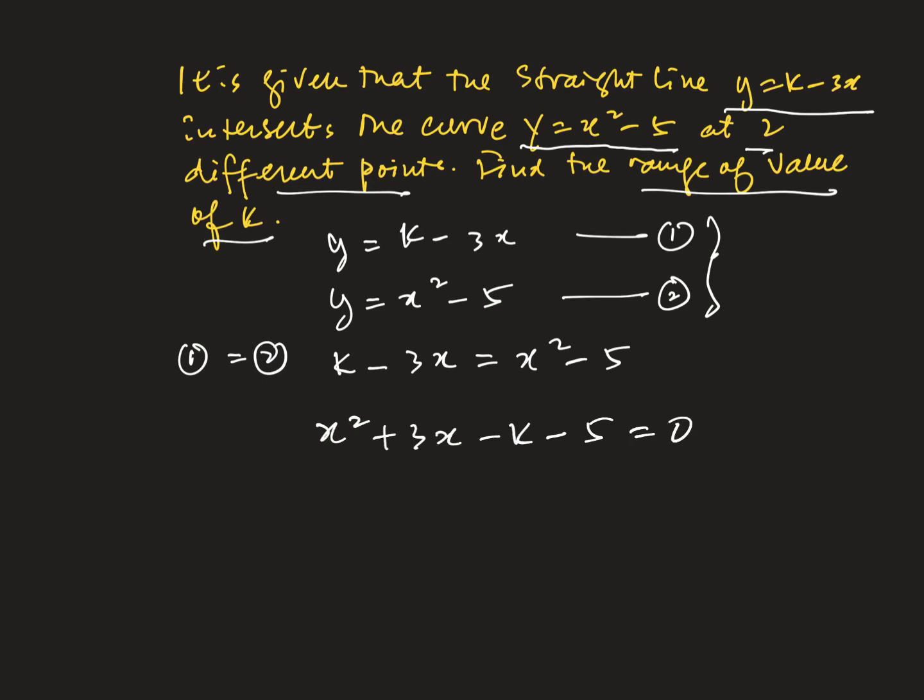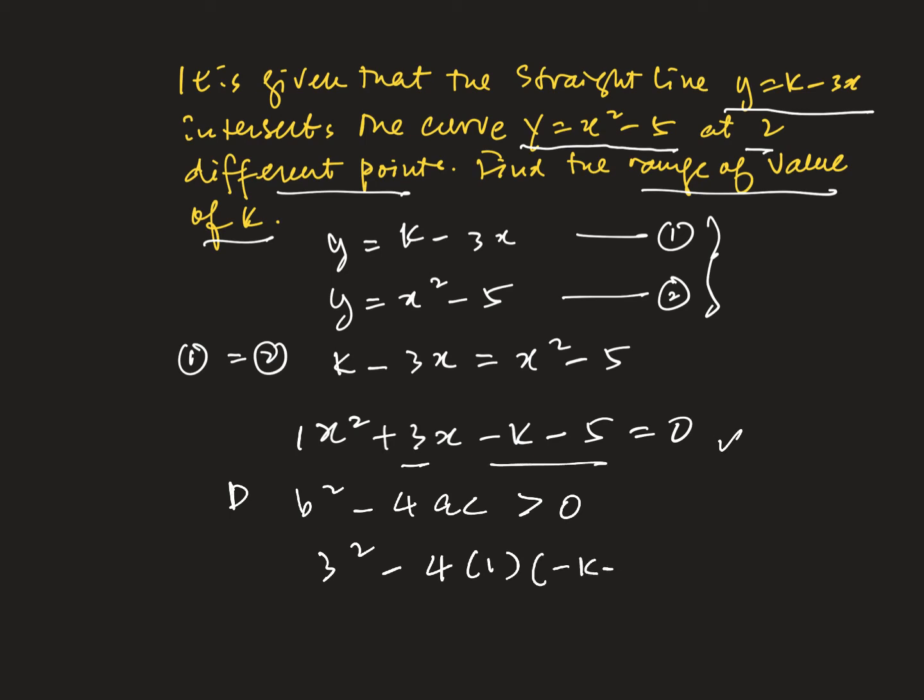This is a quadratic equation. Since the straight line and the curve meet at two different points, this quadratic equation has two real roots. The discriminant b squared minus 4ac is larger than 0. So b here is 3, so 3 squared minus 4, a is 1, and c is minus k minus 5. This is bigger than 0.